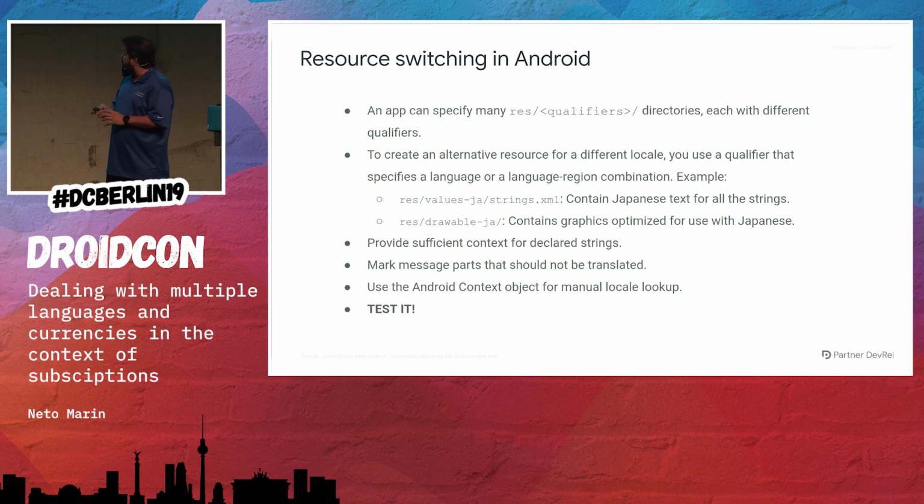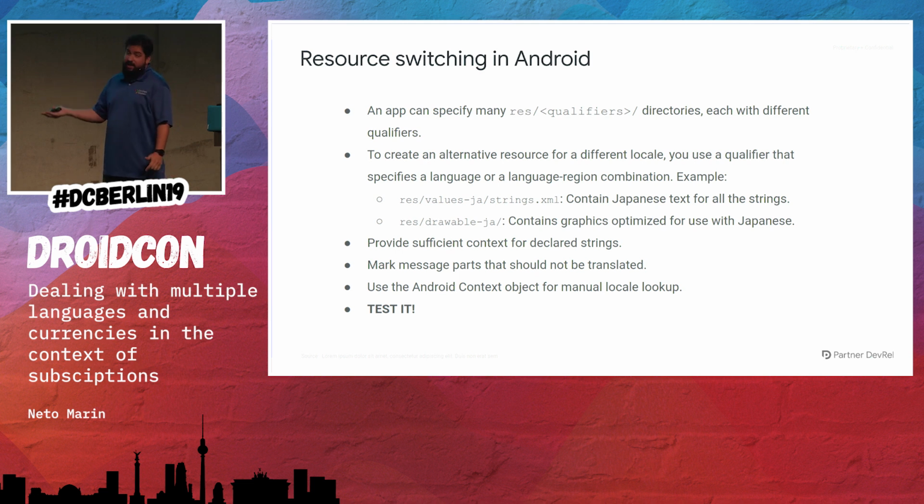And use the Android context for manual locale lookup. Sometimes you want to check if it's a specific locale, and you can use the context. This is the best option to check because the user can just change, for example, the settings. You can check live, on the context, what language the system is using for your application.